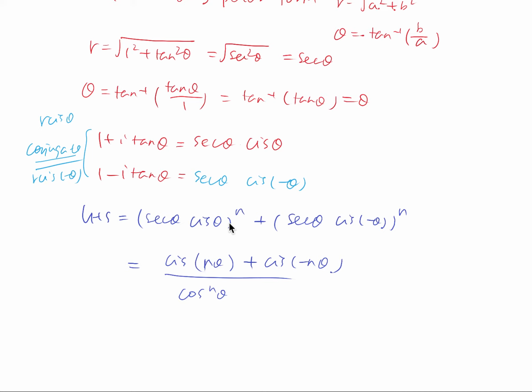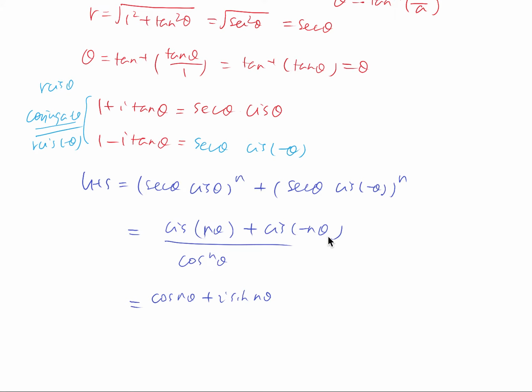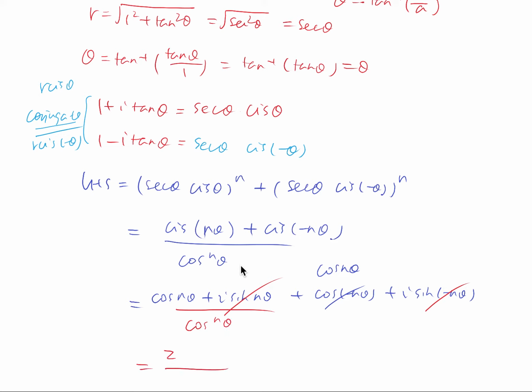So cis nθ plus cis minus nθ. Cis nθ is cos nθ plus i sin nθ. Cis minus nθ is cos minus nθ plus i sin minus nθ. However, cos is an even function, so cos minus nθ is still cos nθ. Sine is an odd function, so minus nθ becomes a minus i sin. Those two cancel, so overall the two cos terms become 2 cos nθ divided by cos θ to the power of n. That's one way to do it.